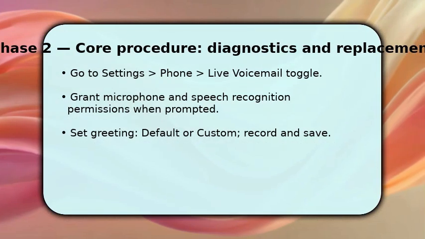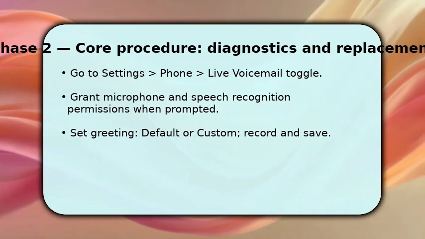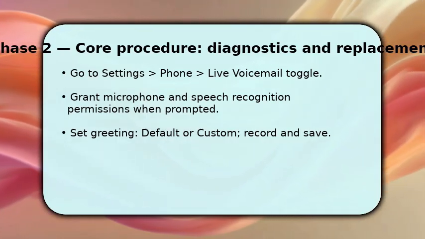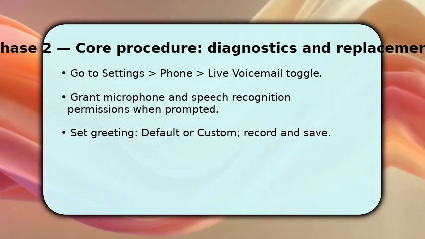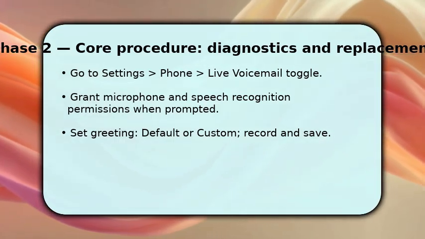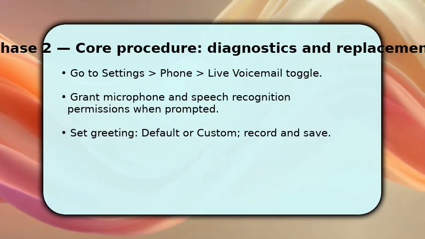Now enable live voicemail in Settings. Open Settings, tap Phone, then Live Voicemail and switch it on. You'll be asked to allow microphone access and speech recognition. Grant both so the device can transcribe incoming messages in real time.